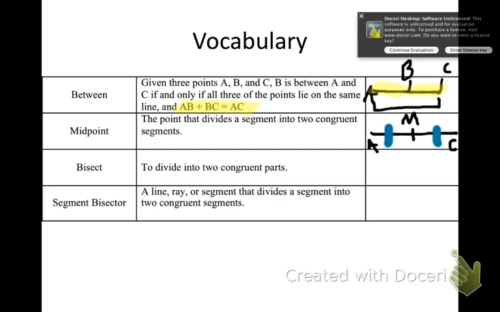Bisect, to divide into 2 congruent parts. If you look at that line, M bisects the line AC there. M bisects it, cuts it up. And then we have what is called a segment bisector, which could be a line, ray, or segment that divides a segment into 2 congruent segments. So if I have another line here, we'll go with B and D. And I put a line going right down the middle of it. That is a segment bisector there. I can make it a line bisector if I want to put arrows on it. Okay? And the tick marks again show they are congruent. It's a bisector.